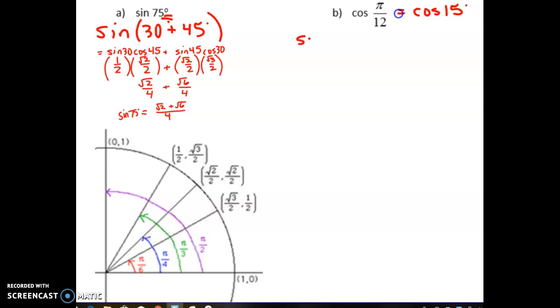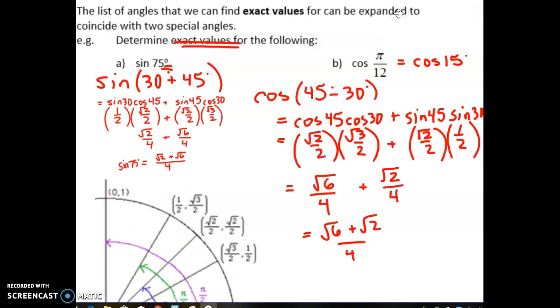So really what I'm doing then is I'm taking cos, and I need two things that give me 15 degrees. So we might say 45 subtract 30 to get my 15-degree angle. So now if I look at the equation for cosine, take a look at the rest of part B, and you should get root 6 plus root 2 over 4.